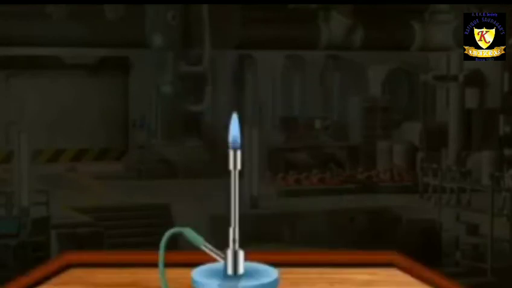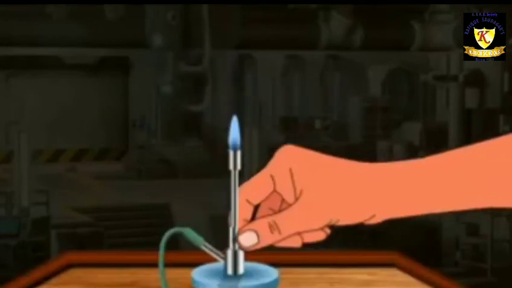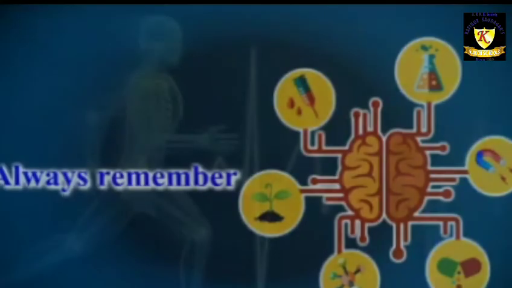Now again try this. Light a Bunsen burner. Open and close the air hole at the bottom of the burner by means of a movable ring around it. When do you get a yellow sooty flame? And when do you get a blue flame? We get a yellow sooty flame when the air hole at the bottom is closed, while a blue flame is obtained when the air hole at the bottom is open.